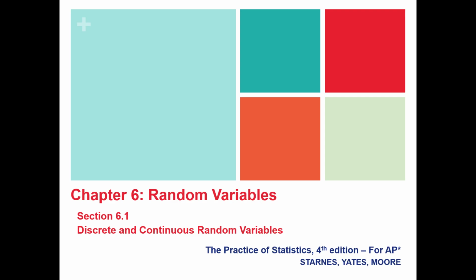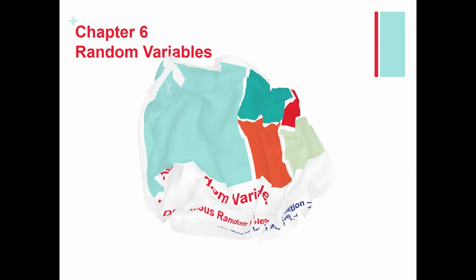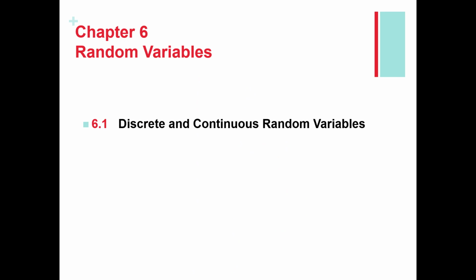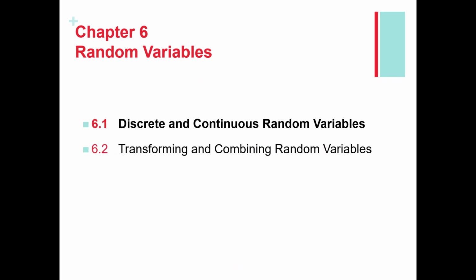This is our first lesson in Chapter 6, and this is Section 6.1, which is all about discrete and continuous random variables. This builds off the work we've been doing in Chapter 5 with probability, so you may want to think back to those concepts as we begin today.